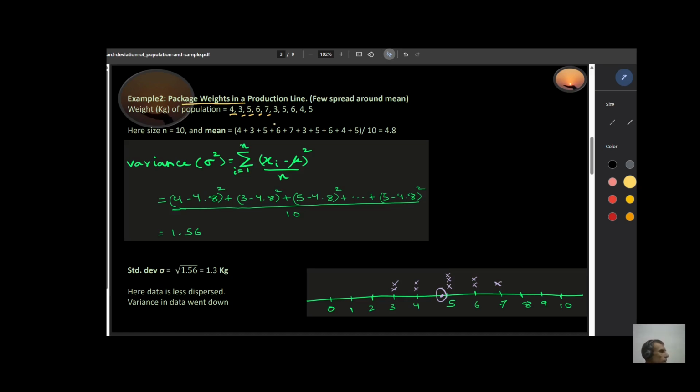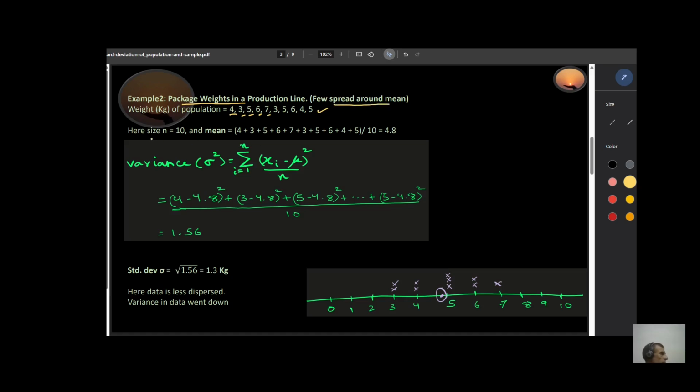So if you're an operator, or let's say you have a machine and your job is to weigh the packages, and your machine only weighs up to maybe 4 kilograms to maybe 5 or 6 kilograms, then you're going to see your numbers like this: 4, 3, 5, and so on and so forth. So here your spread around the mean is less.